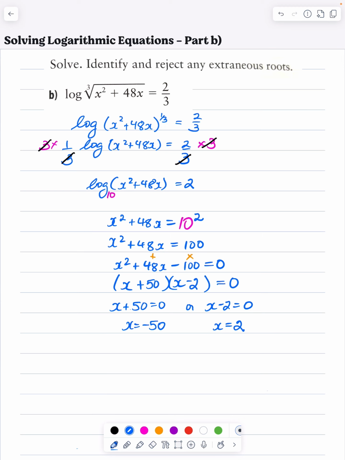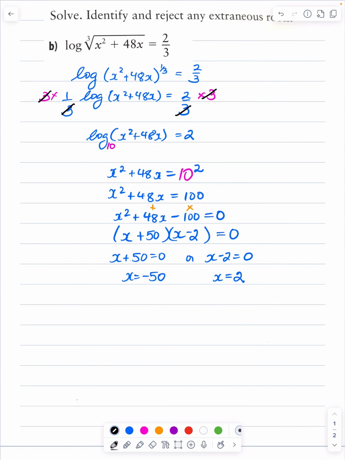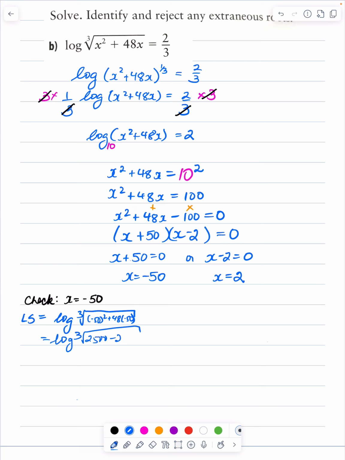Next step is to check both answers. So when we check x equals negative 50 and we substitute that into our equation, the left side of the equation is log to the cubed root of negative 50 squared plus 48 times negative 50. Continuing to calculate inside, negative 50 squared is 2,500 minus 2,400. Simplify that, so you get the log of the cubed root of 100.